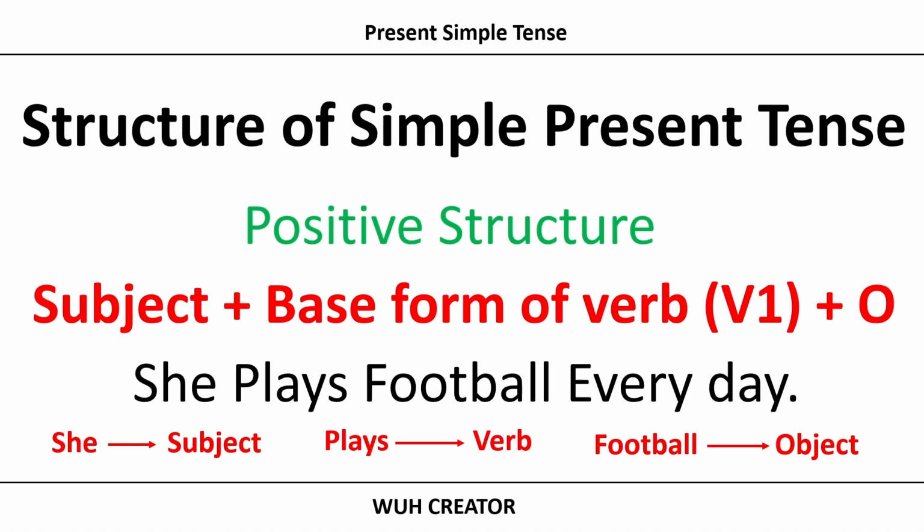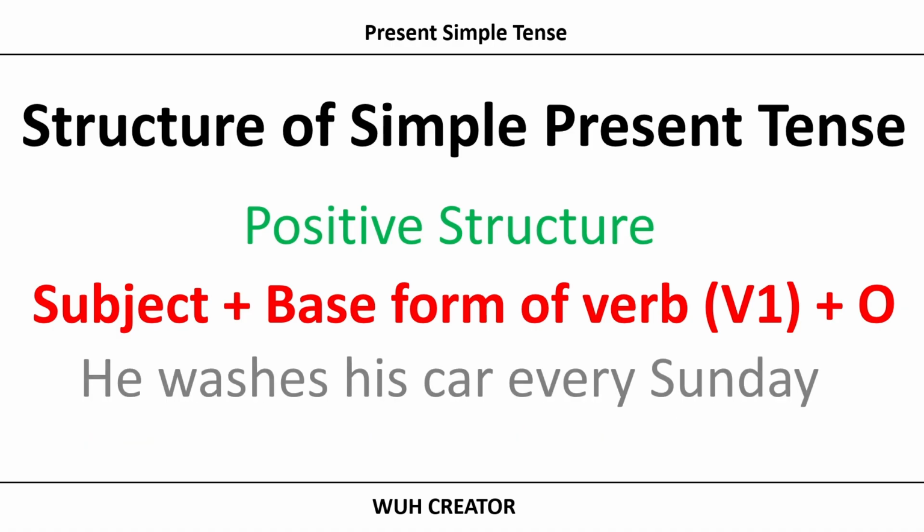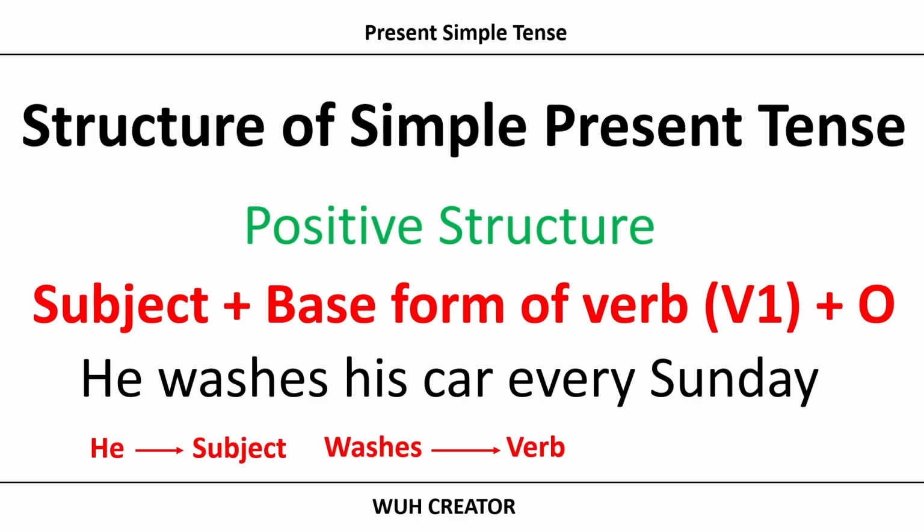The other example is, he washes his car every Sunday. Here, he is the subject. Washes is the verb. His car is the object. And every Sunday is a time expression. Notice that the verb wash ends with sh, so we add es to make it washes. This is because the subject he is singular. As we learned earlier, when a verb ends in s, double s, sh, ch, x, or o, we add es in the simple present tense with singular subjects.